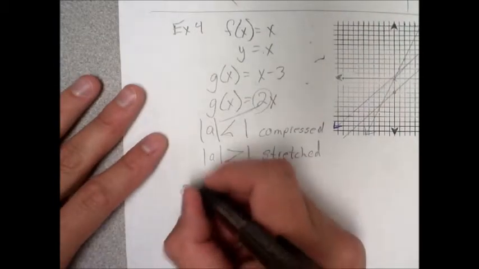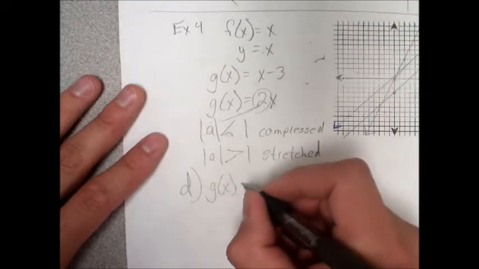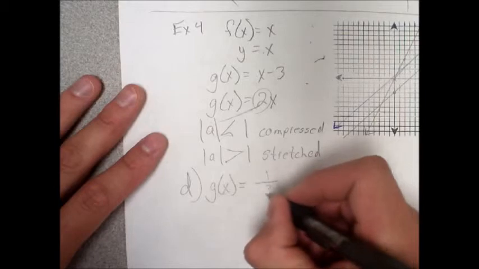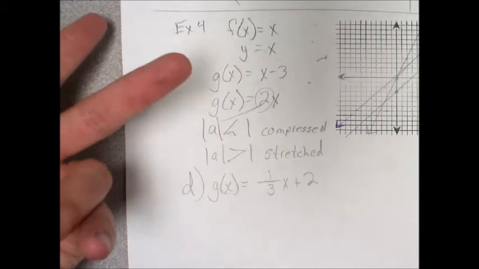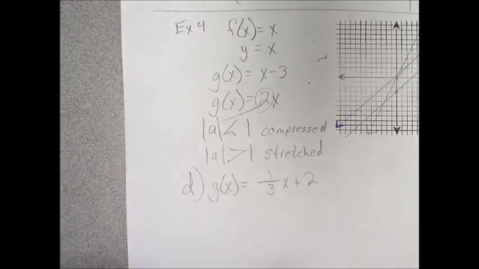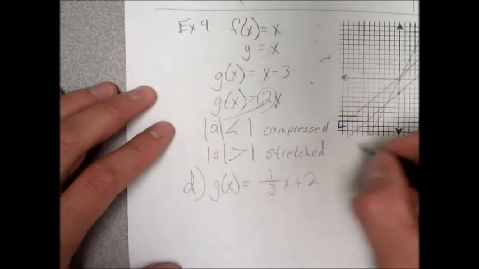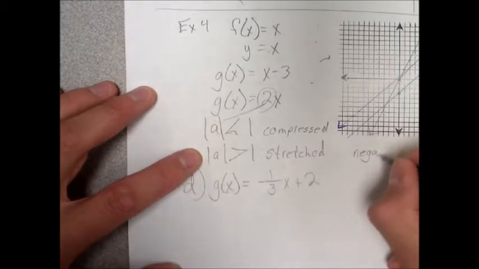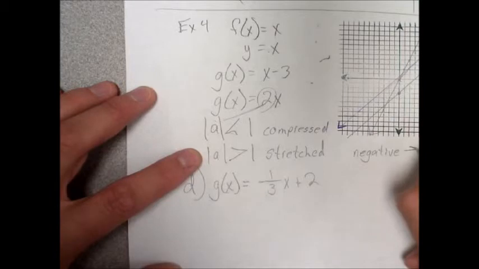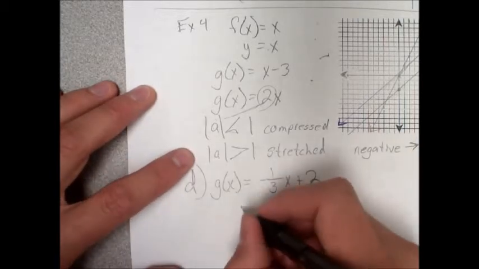On part D, they give us the equation, and it's in y equals mx plus b, slope-intercept form. So it says negative 1/3 x plus 2. This negative tells us that the graph has been transformed or flipped, basically, right? It is a reflection. So if it's negative, we're going to call that a reflection. These are the vocabulary words that you're going to start to use. So it's negative, so it's been reflected across the x-axis.